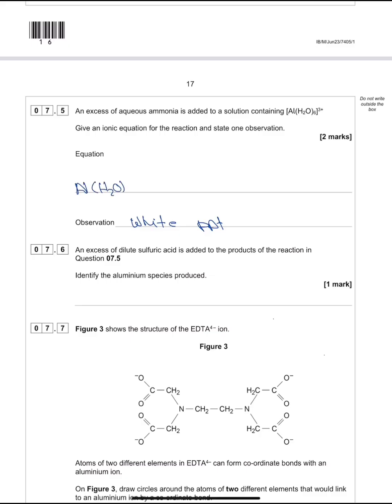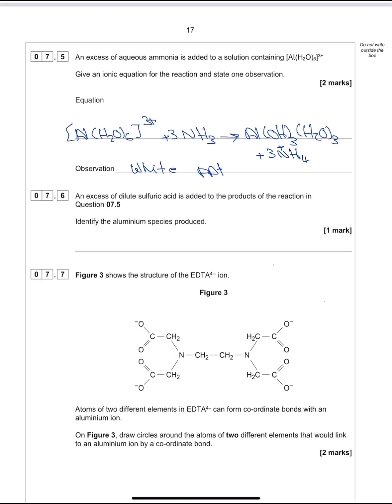of the aluminum plus the ammonia. So we're going to need 3 of the ammonia, and that will give us the precipitate of the aluminum hydroxide, 3 of the OH with 3 of the water molecule, and 3 protons will be given to the ammonia to give 3 of the ammonium ion.